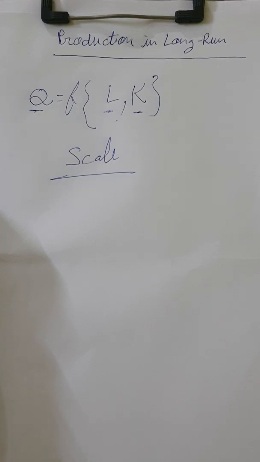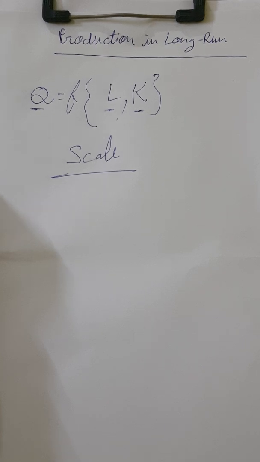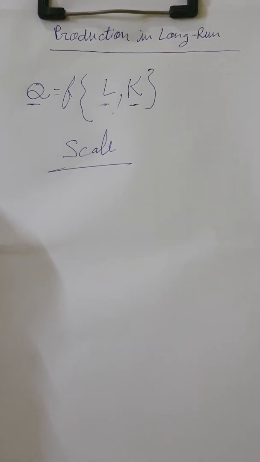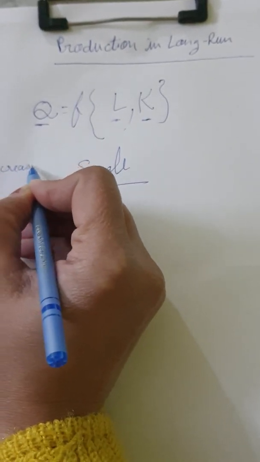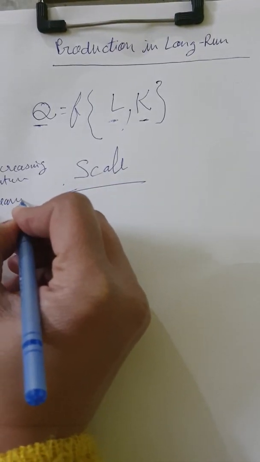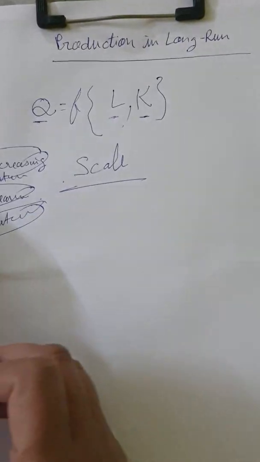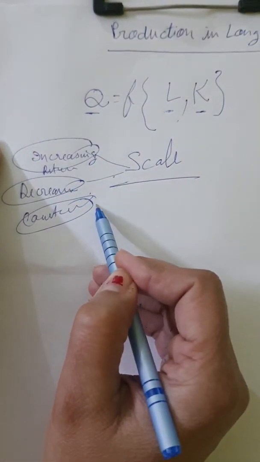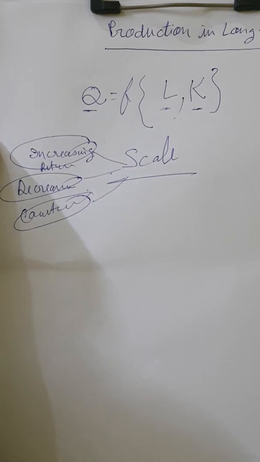Yes. Whether you are producing on a small scale or on a big scale, your scale of production will affect your returns. So in the long run you will be talking about three situations: increasing returns to scale, decreasing returns to scale, and again constant returns to scale. And it will happen because you are producing on different scales.